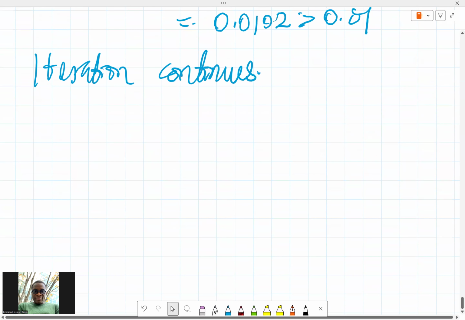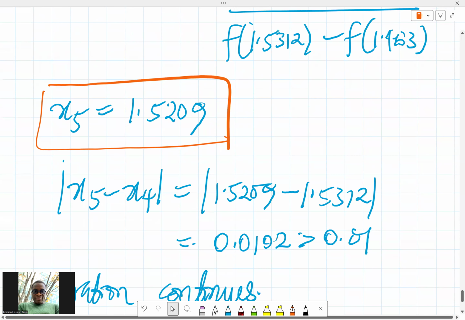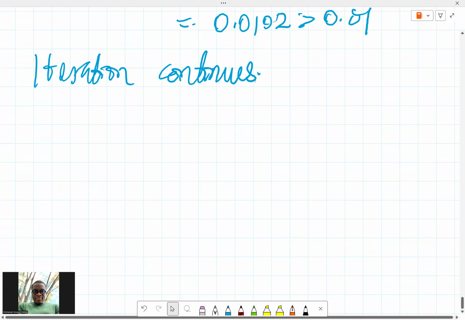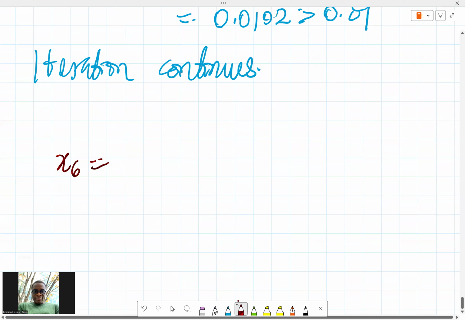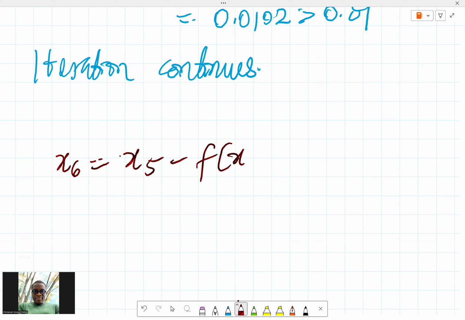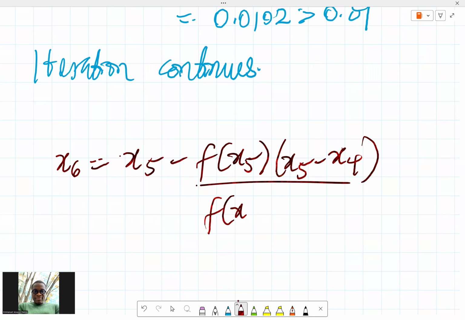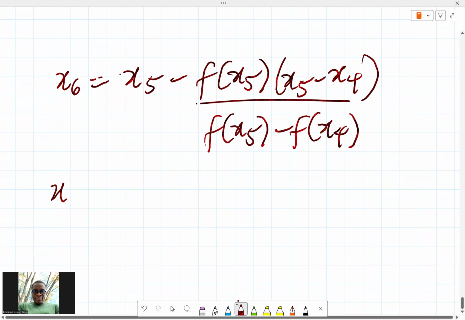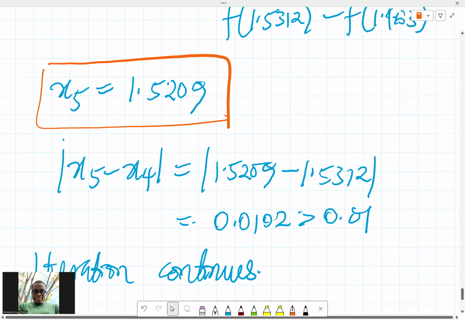So now we go to x6. Sometimes you'll be told the number of iterations to do, but if you're not told the number of iterations, you use the stopping criteria. So x6 now is x5 minus f of x5 into x5 minus x4 all over f of x5 minus f of x4. Okay, so x6 is equal to x5, which is our x5 from the other time, 1.5209.